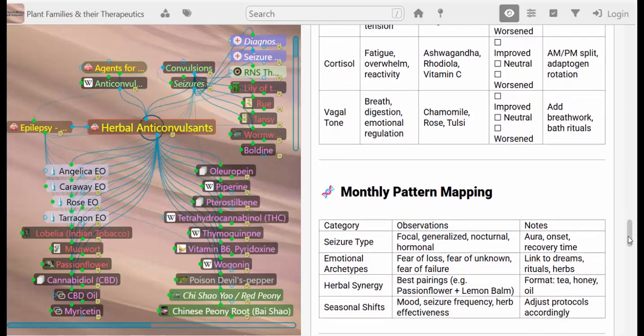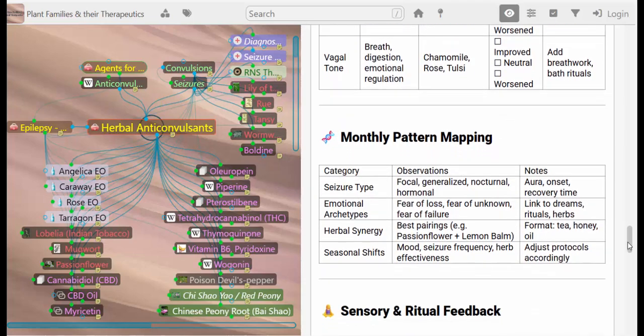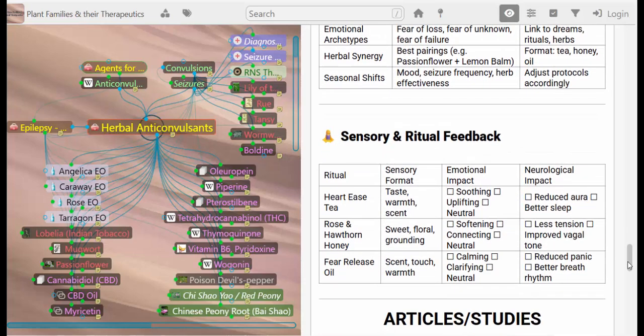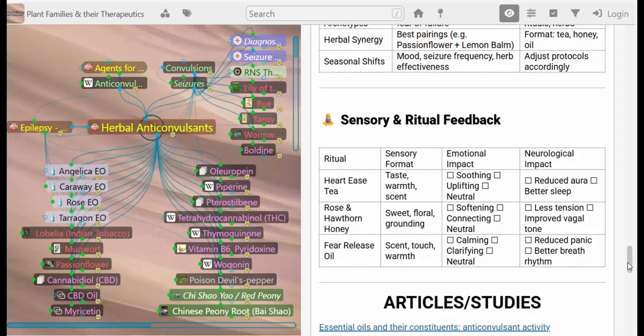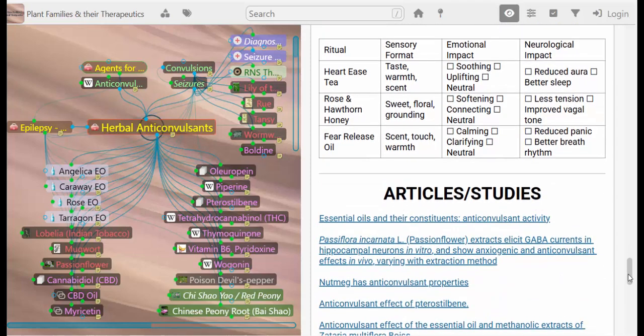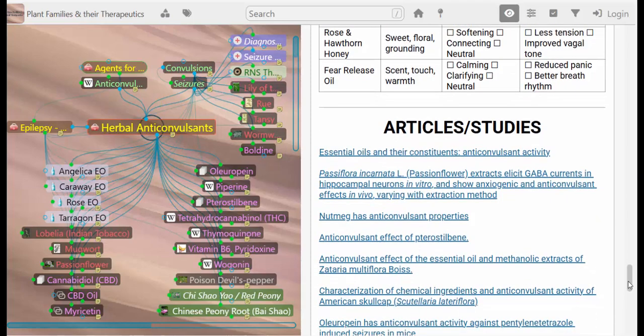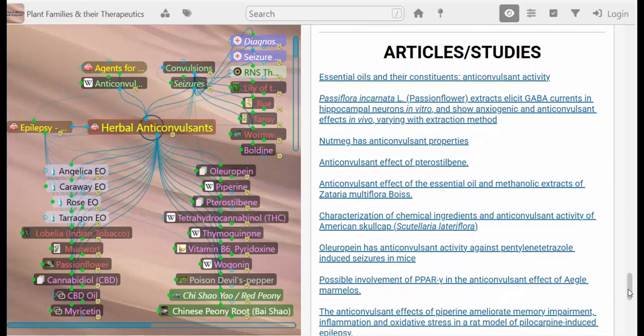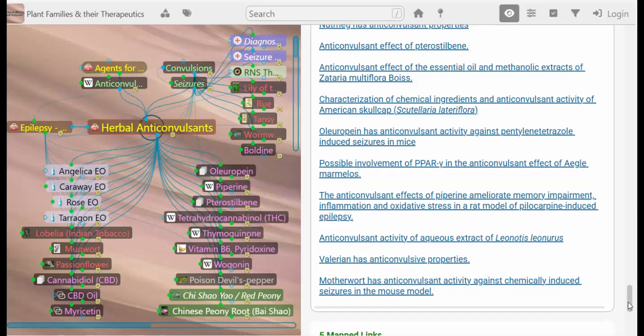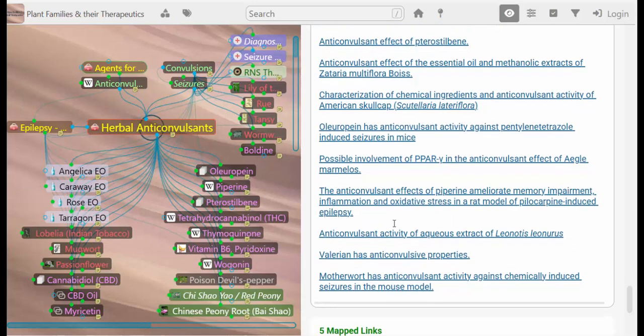Same thing for monthly pattern mapping. Another one for sensory ritual feedback. And we close this section off with various articles and studies on these components. If we look back over on the left-hand side, again, all of these underneath the title Herbal Anticonvulsants have some kind of an effect on reducing convulsions.